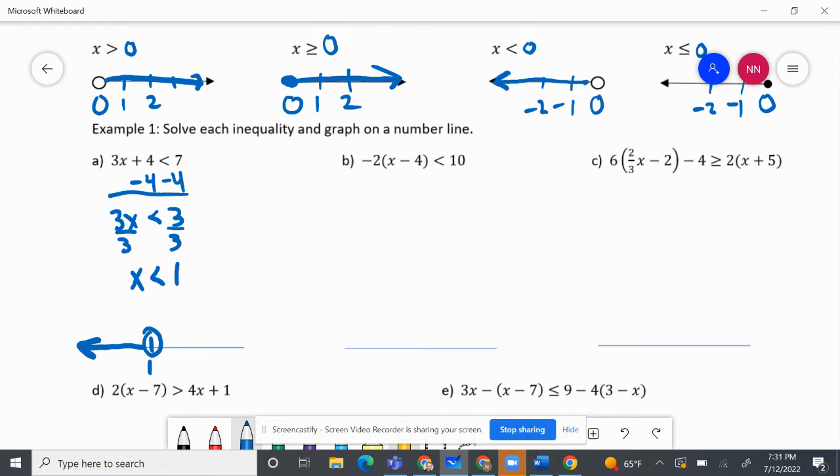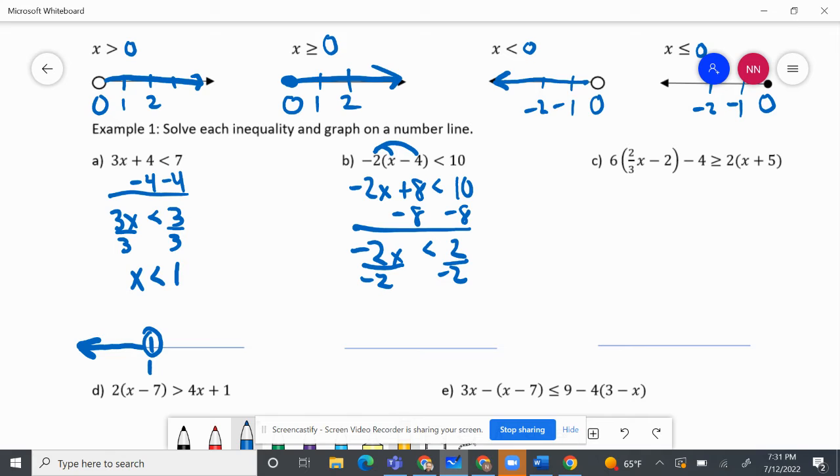We put an open circle because it does not include the 1, and it's all the values that are less than 1. Now for letter B, what we're going to do is distribute the -2 to each of the terms. So it becomes -2x plus 8 is less than 10. We're going to first subtract the 8, and we get -2x is less than 2. We divide by -2, and we get x. Remember, when we divide by a negative, we flip the inequality, and it becomes greater than -1. So we have -1 in the middle. It's an open circle because it's greater than, so values go to the right.